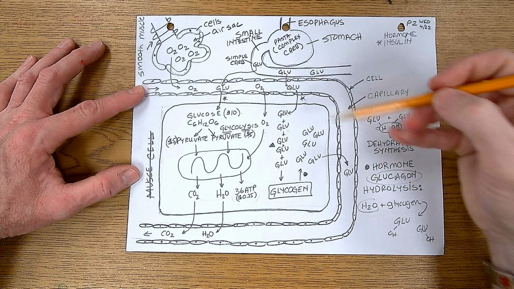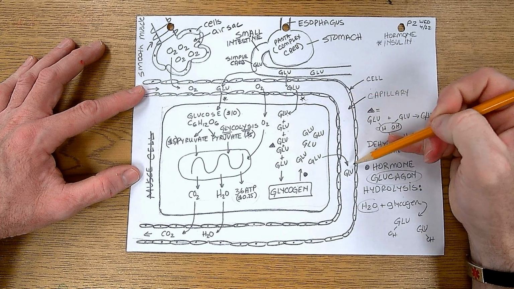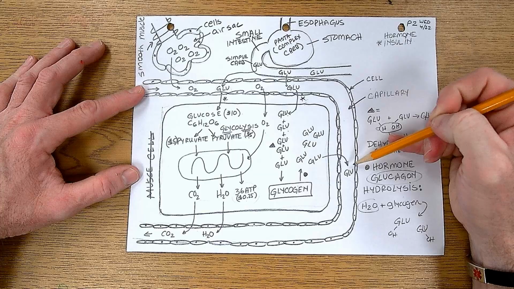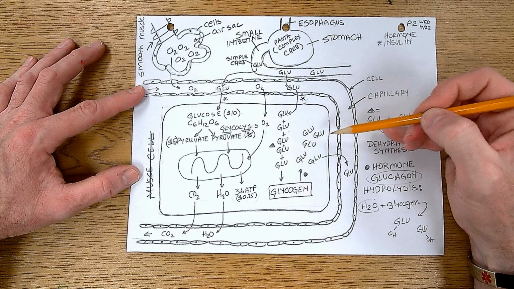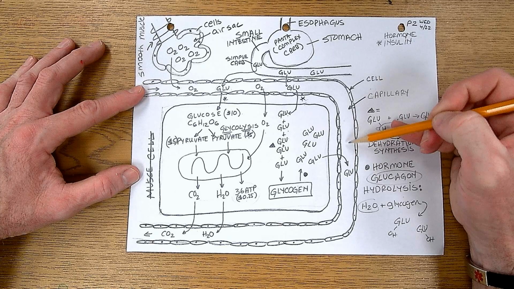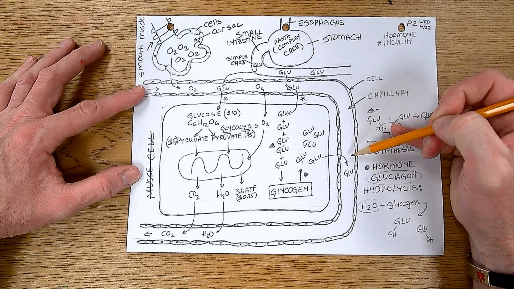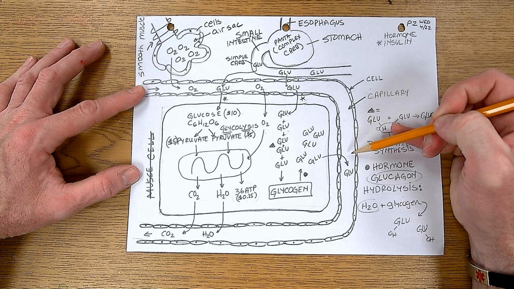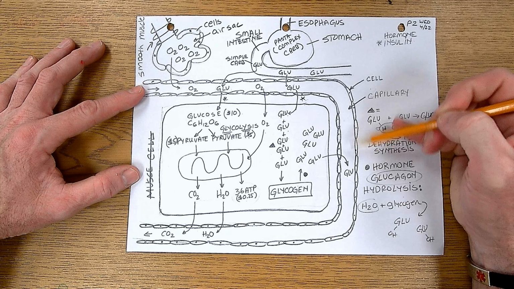So let's say that we're running low on glucose in the bloodstream, because your body does not care about how much glucose is in the cell. All your body cares about is serum glucose, how much glucose is in the bloodstream, and there's a certain set point that we'll get into later on. Okay, so let's say you haven't had breakfast yet and we're running low on glucose.